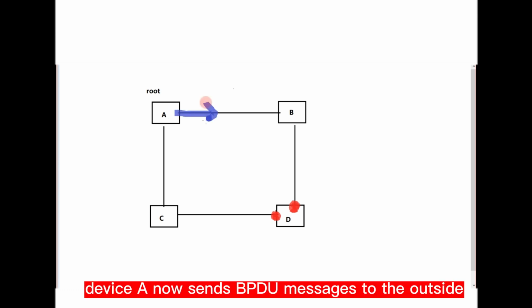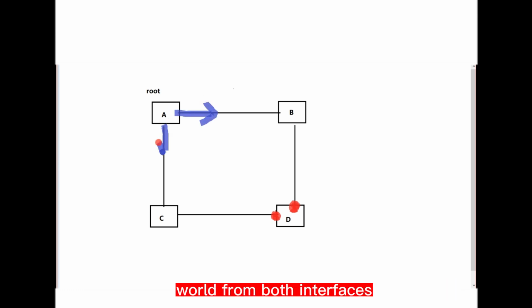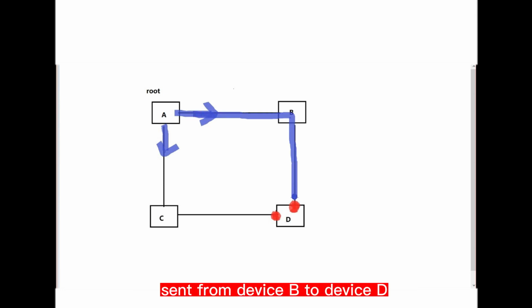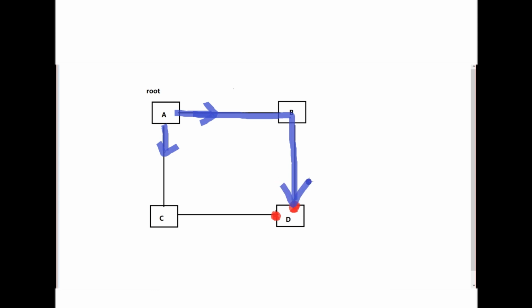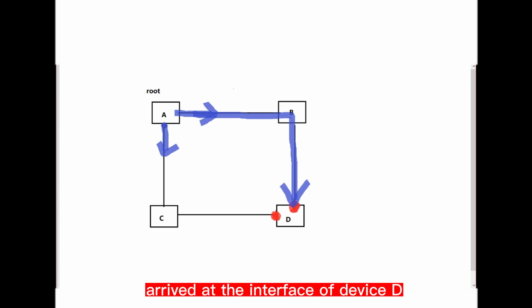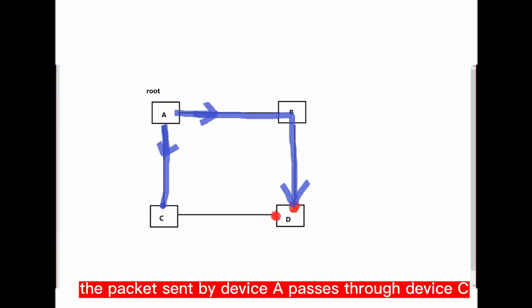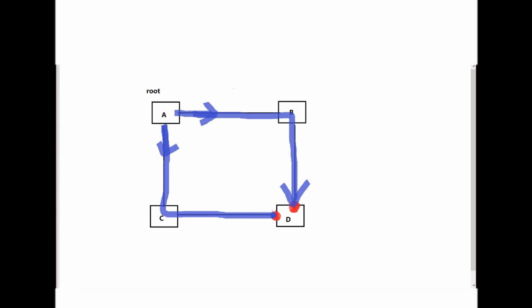Let's take a look at the path it takes when forwarding. Device A now sends BPDU messages to the outside world from both interfaces. This message is sent to device B here, then from device B to device D, arriving at the interface of device D. Same for the packet sent by device A through device C, which is also sent to device D.